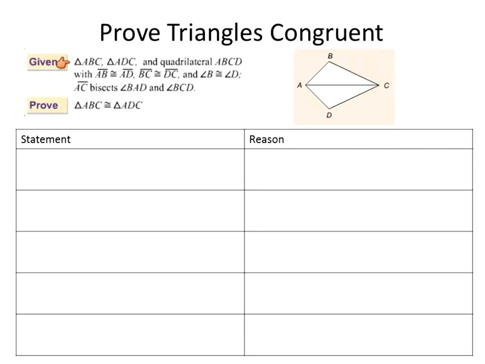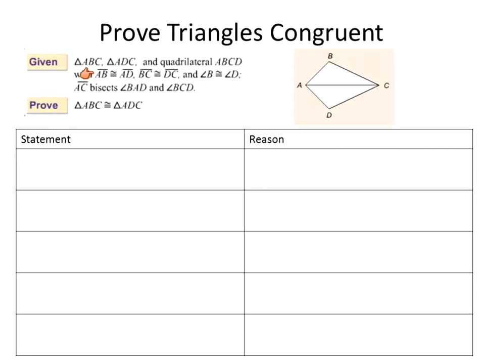We know from this information that line segment AB is congruent to line segment AD, line segment BC is congruent to line segment DC, and angle B is congruent to angle D. Now there's more information here, but let's just deal with this part right here. So the first thing you really need to do is read through everything and just mark information down on your picture of what you know is true. We'll get to the part where AC bisects the angles in a second.